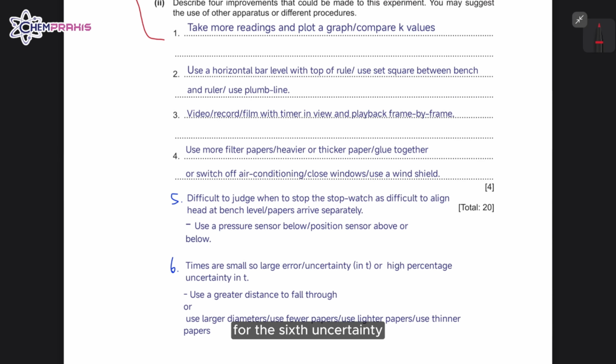For the sixth uncertainty, as the time we recorded is smaller than 1 second, which is very small, hence we can write times are small, so large error or uncertainty in T, or high percentage uncertainty in T. For the improvements, we can write use a greater distance to fall through, or use larger diameter or fewer or lighter or thinner papers to slow down the fall of the paper, hence increasing the time taken for the filter papers to hit the bench.